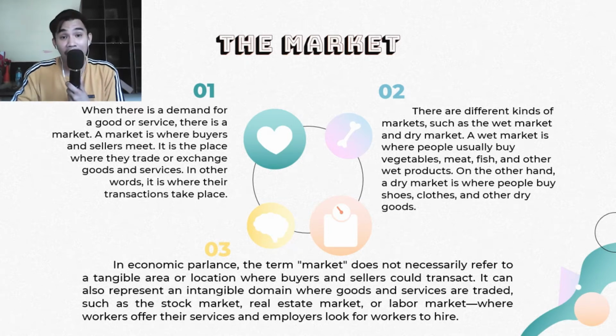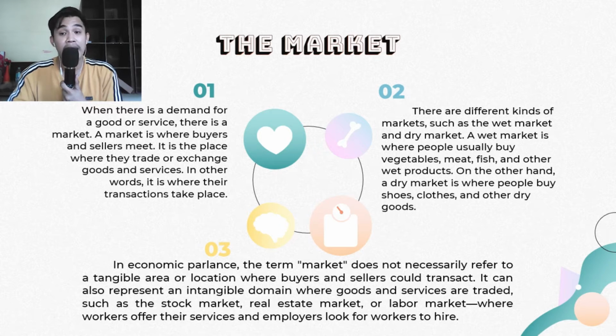A market is where buyers and sellers meet. It is the place where they trade or exchange goods and services, just like what I have explained to you a while ago. So in other words, it is where their transactions take place. Then there are different kinds of markets, such as the wet market and dry market. So in a wet market, it is where people usually buy vegetables, meat, fish, and other wet products. While on the other hand, a dry market, it is where people buy shoes, clothes, and other dry goods.